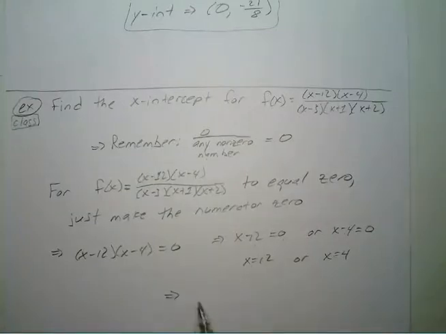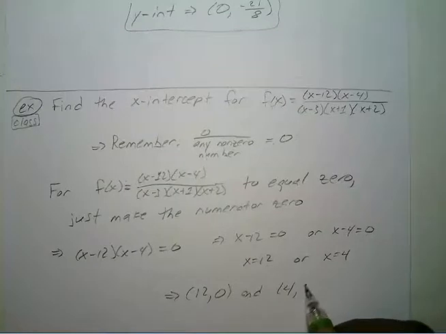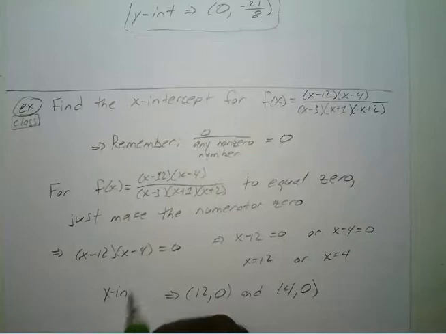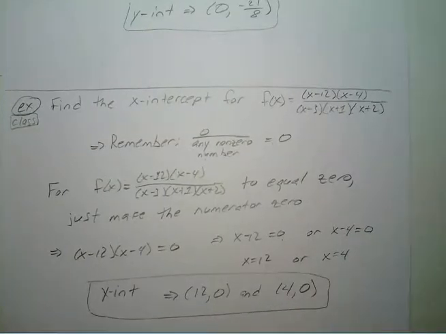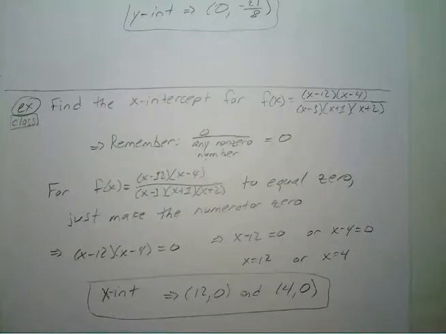To find our actual x-intercepts, we know that when x is equal to 12, y is equal to 0, or f of x is equal to 0. And when x is equal to 4, your f of x is equal to 0. So these are your x-intercepts. If you are still writing, feel free to press pause, but we're going to move on to our next page.